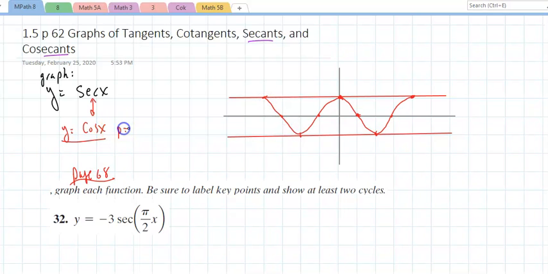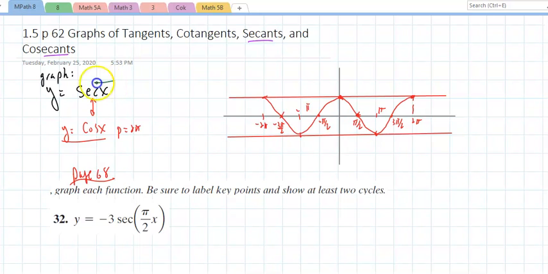My period is 2 pi. 1/4 of that: this is pi over 2, 2 pi over 2, 3 pi over 2, and 4 pi over 2. Negative pi over 2, negative 2 pi over 2, negative 3 pi over 2, and negative 4 pi over 2.